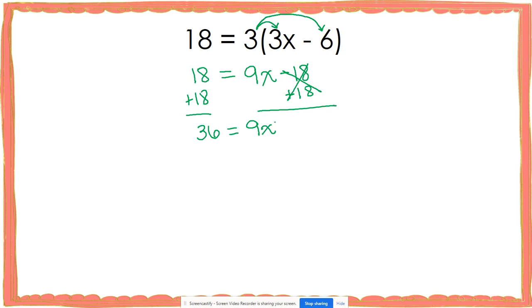Now I see that x is being multiplied by 9, so I'm going to use the inverse of multiplying by 9, which is dividing by 9 on both sides. 36 divided by 9 leaves me with 4. And 9 over 9, these are multiplicative inverses, so they cancel and I'm left with x. So x is equal to 4.